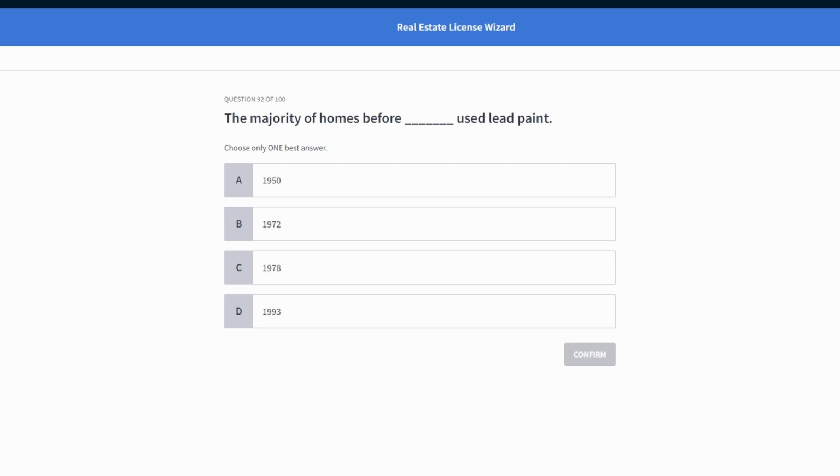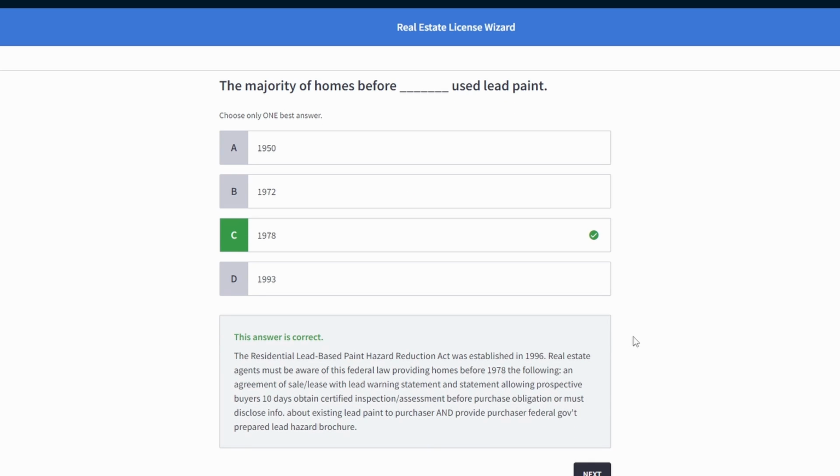Alrighty, you guys should know this one. This is 1978. You should remember that. Remember that year. Because the Residential Lead-Based Paint Hazard Reduction Act was established in 1992, and then the law, which agents must be aware of, was made in 1978. So you need to know those two, 1996 and then 1978. Yes. So that is the correct answer for that one.